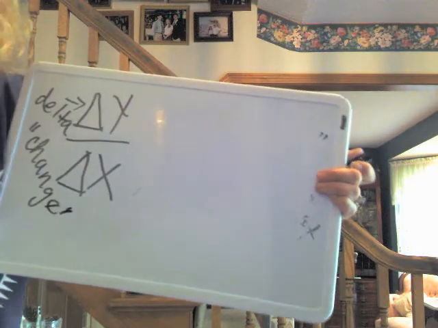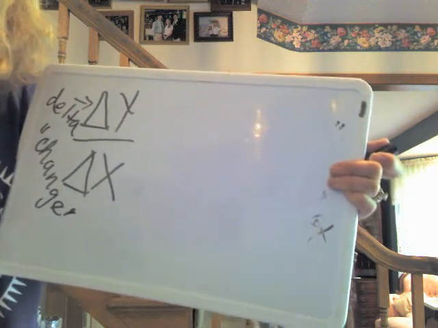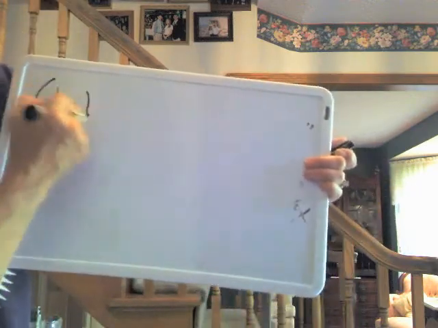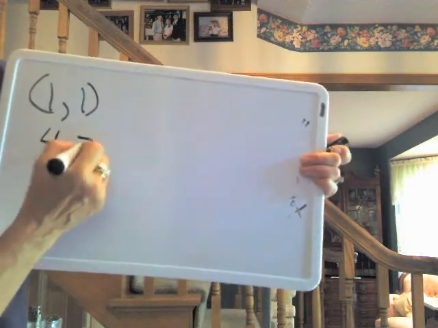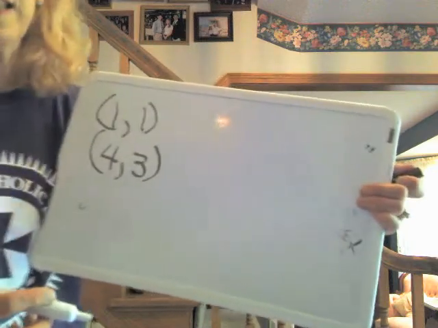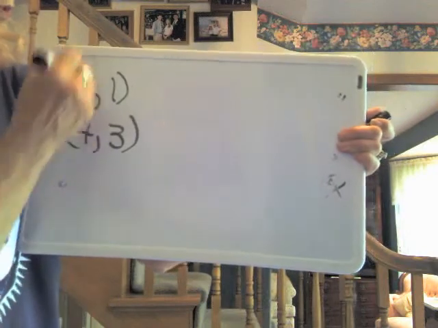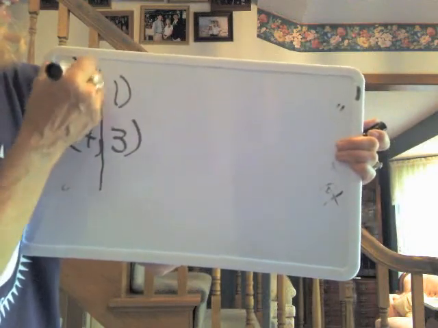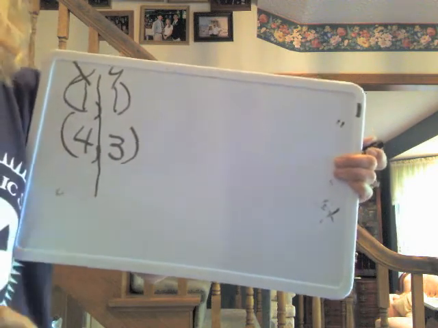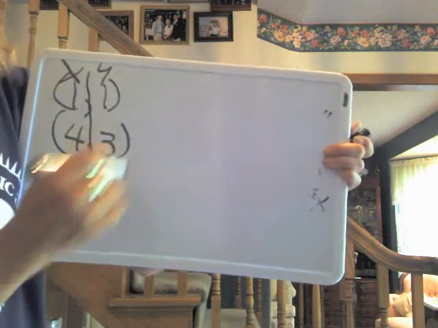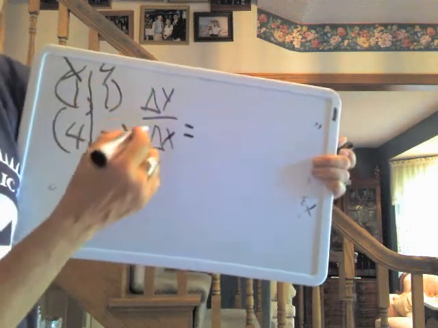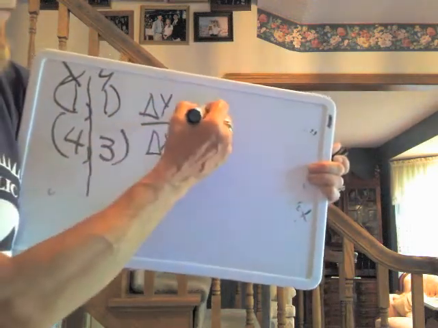So how would I find the slope if I'm just given 2 points? For example, if I were given (1, 1) and (4, 3), and I said to you, find the slope, it's very easy. First thing I always do is put a line so I don't forget these are the x's, these are the y's. I know, but sometimes you forget. X's always come first. So then we have our delta y over delta x, which means take your y's and subtract them. I'm going to take the big one on the bottom first.